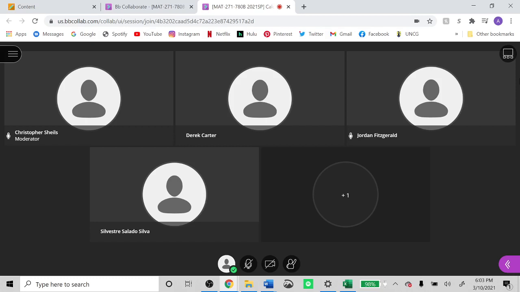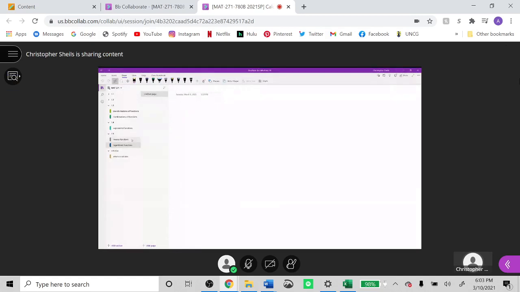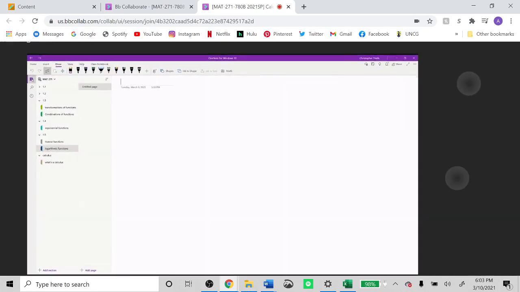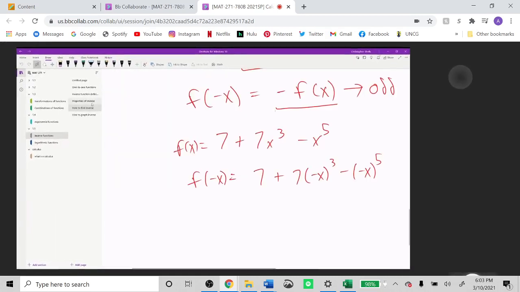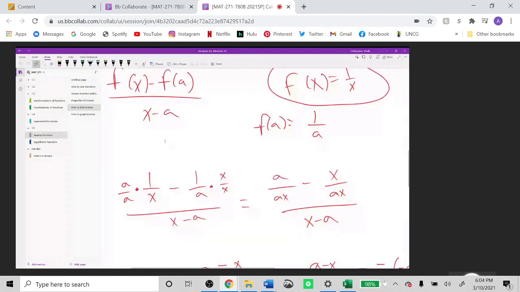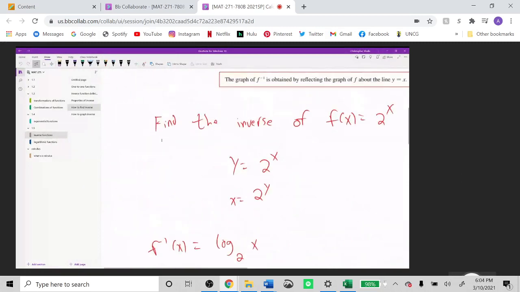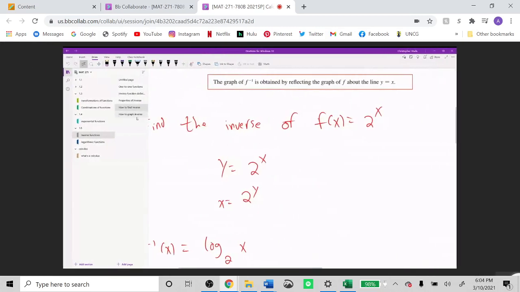Awesome. So let me go ahead and share my Microsoft OneNote here. So today we're going to pick back up where we left off. We left off talking about inverse functions. And we very quickly started talking about how do I find the inverse of this thing? How do I find the inverse of an exponential function?